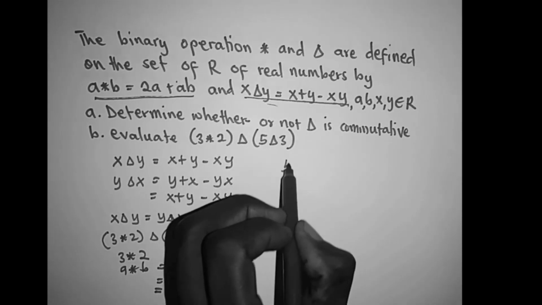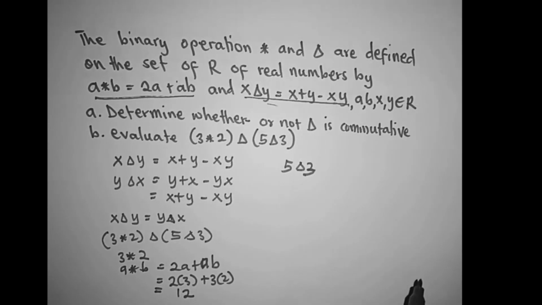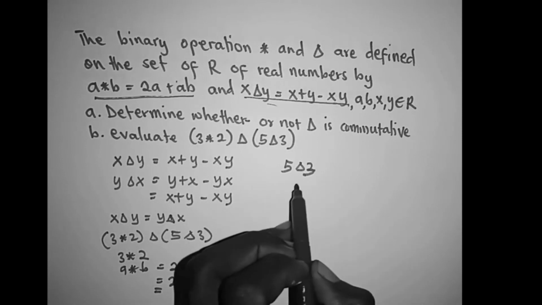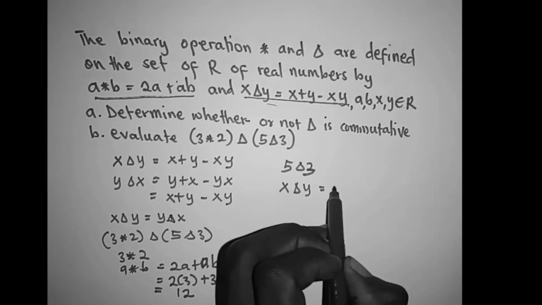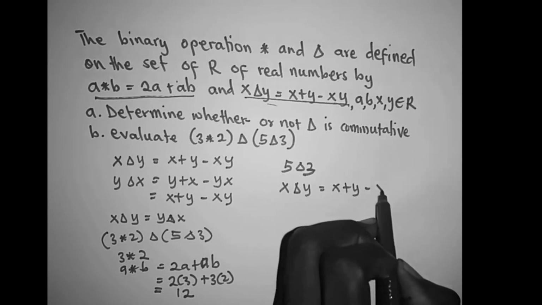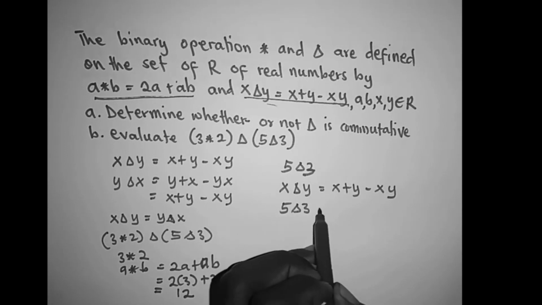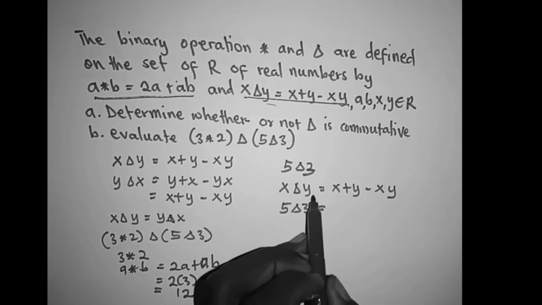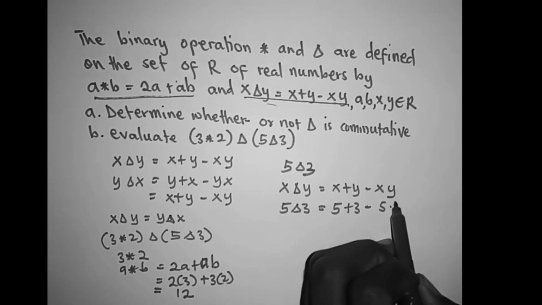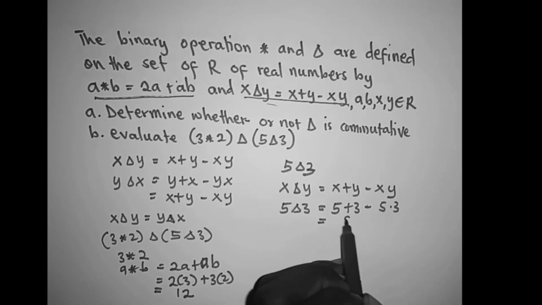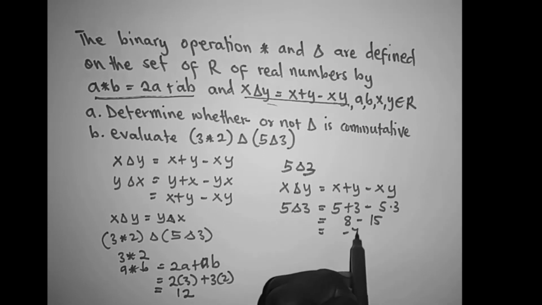Now let's also find 5 delta 3. Now we know that x operation y equals x plus y minus xy. So for 5 delta 3, wherever we see x, we put 5, and wherever we see y, we put 3. It becomes 5 plus 3 minus 5 times 3. So 5 plus 3 is 8 minus 5 times 3 is 15. And this gives us minus 7.